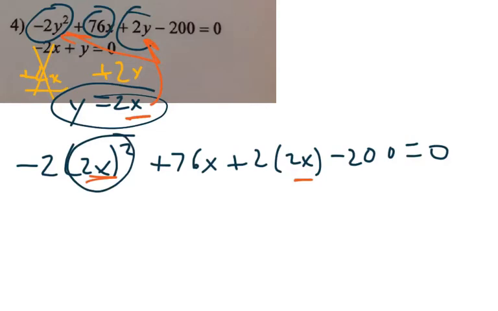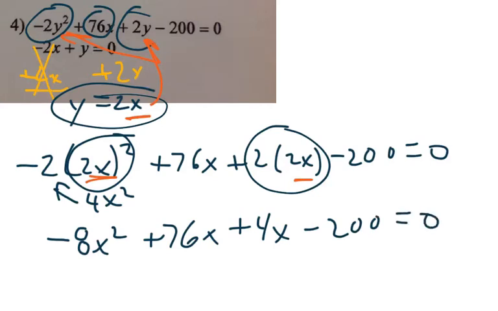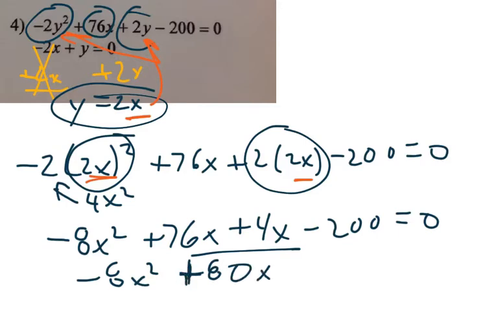So this right here, you should know, is a 4x squared. 2x times 2x times the -2 is -8x squared. We, of course, have a plus 76x. Right here, we know 2 times 2 is a 4x. Minus 200 equals 0. Already looking really nice. Let's put together our x's here. So we have -8x squared plus 80x minus 200 equal to 0.